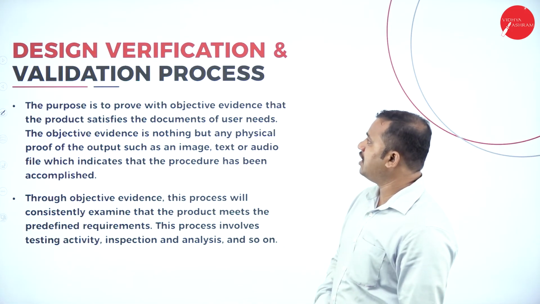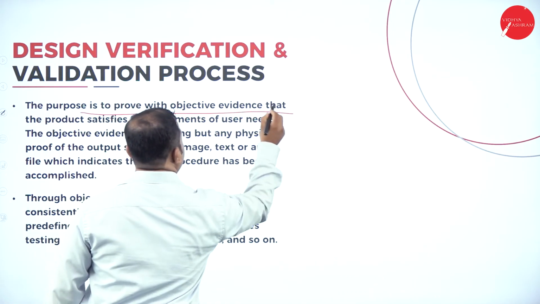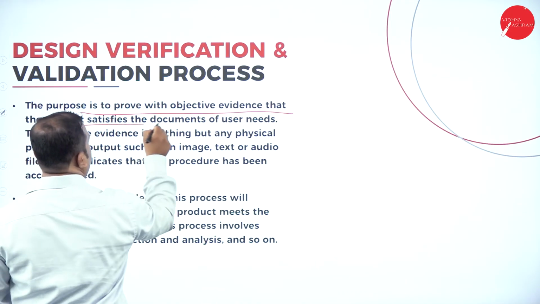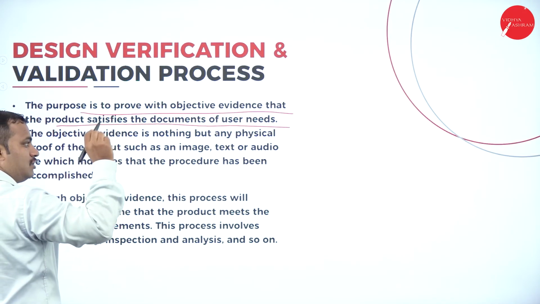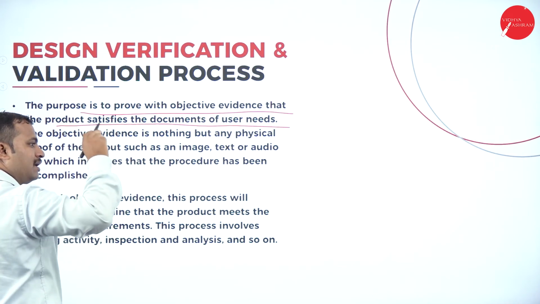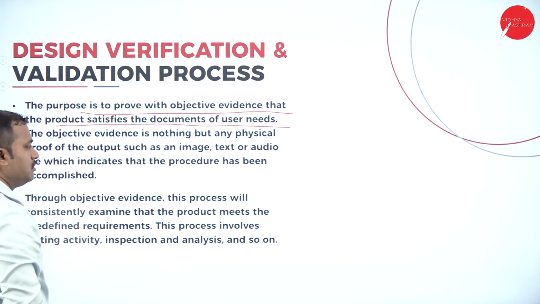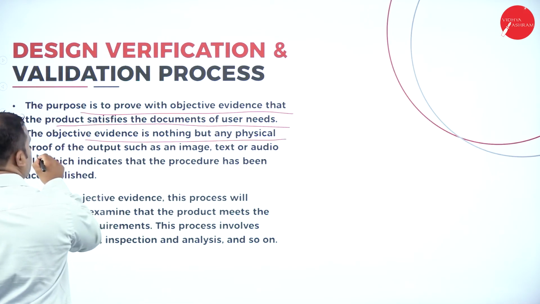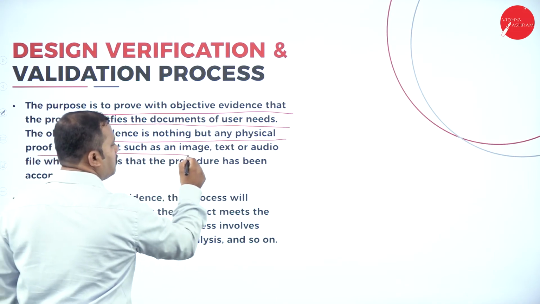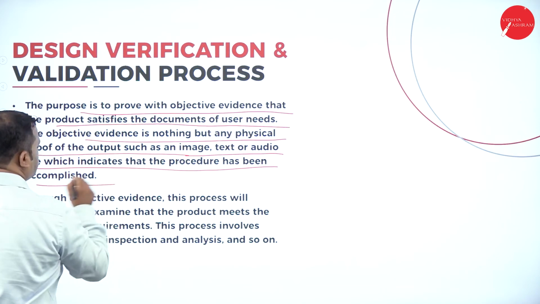Design verification and validation process also involves, the purpose of this is to prove with objective evidence that the product satisfies the documents of end users. Whether the documentation done at the beginning is checked once again during the time of validation. That means the objective evidence is nothing but any physical proof of the output, such as an image, text or audio file, which indicates that the procedure has been accomplished.